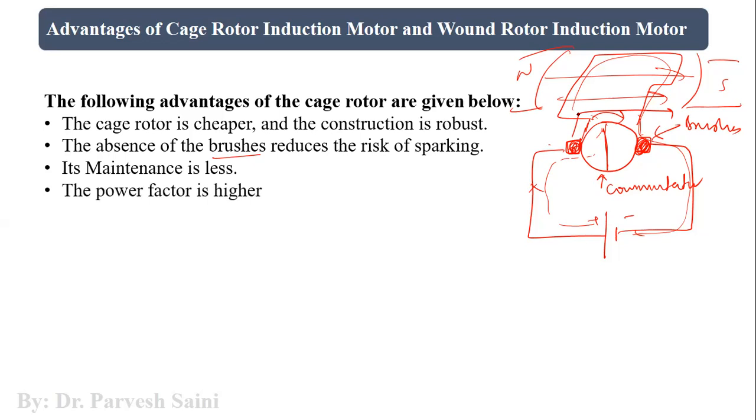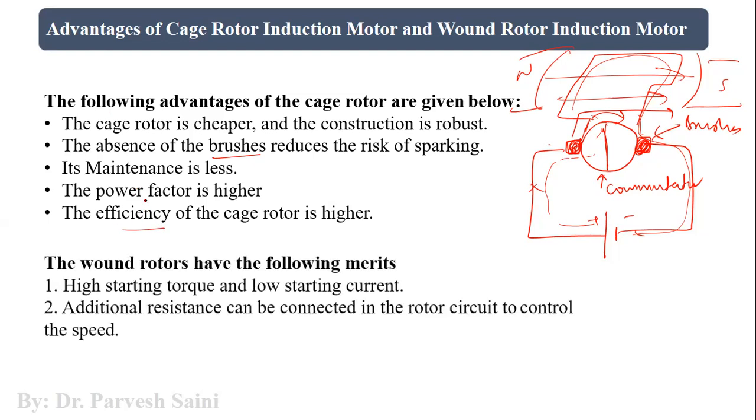This is the beauty of these motors, and its power factor is quite good. Efficiency of the cage rotor is quite good, because if power factor is good, then obviously efficiency will be good. Now this wound rotor also has certain merits. The merit is that it has high starting torque. So wherever we have high starting torque applications, we can make use of wound rotor type induction motor.